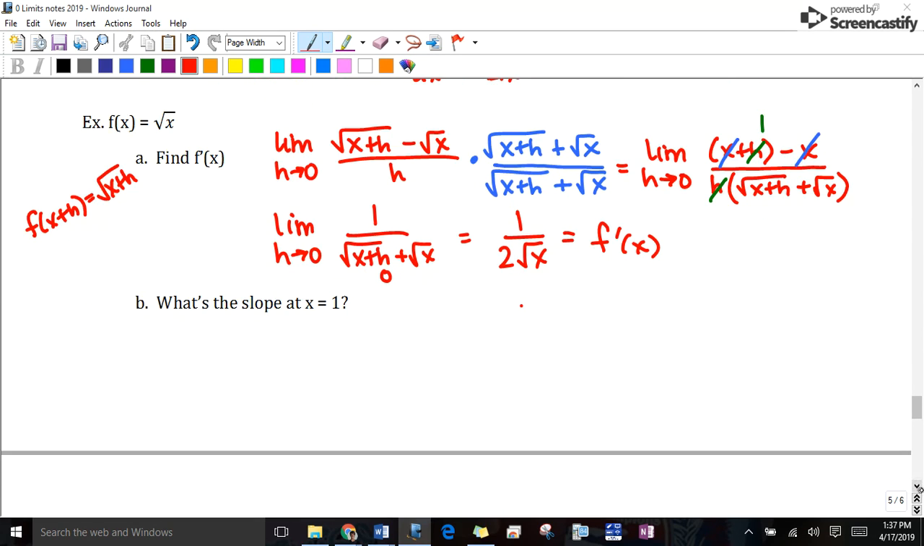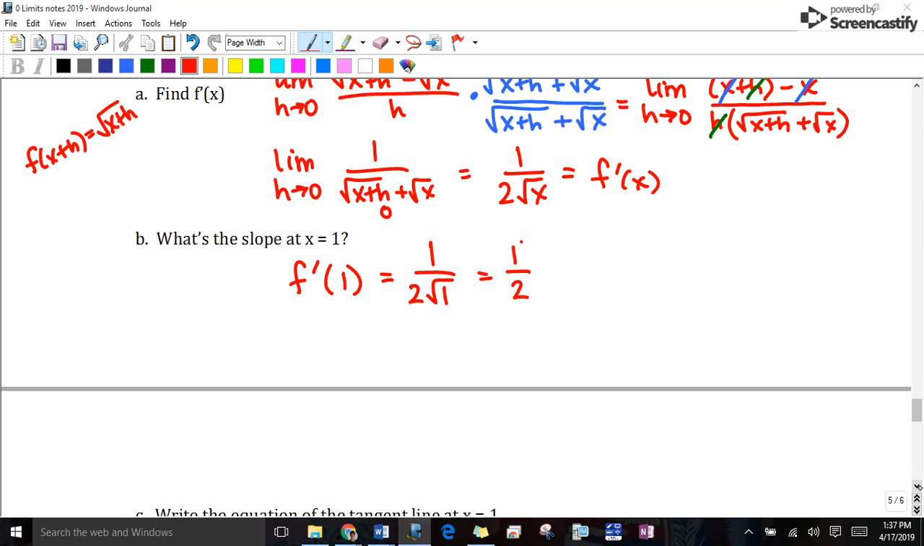All right, so I want to find the slope at x equals 1, which means I'm going to use my derivative, and I'm going to plug in 1. Okay, derivative tells me slope. That's where I want to find the slope at. So it would be 1 over 2 times square root 1. Square root 1 is just 1. So it looks like at x equals 1, my derivative is a half, or my slope is a half. And I got that from my derivative.